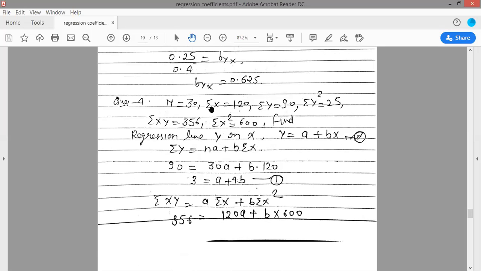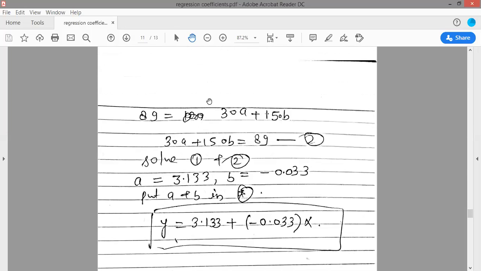Suppose data is given like x is equal to 1 2 3, y is equal to 1 2 3. Then you can also apply the least square method, right? But here data is not given, so you cannot calculate. If sufficient things are given, then you can calculate by using this method.